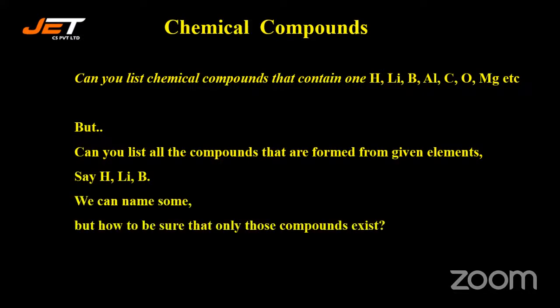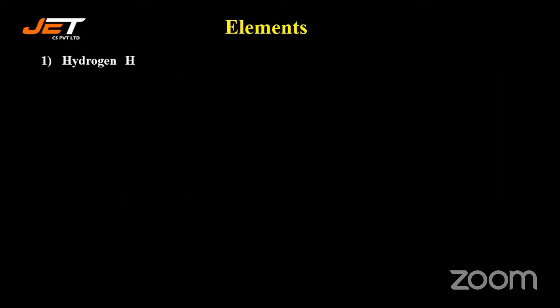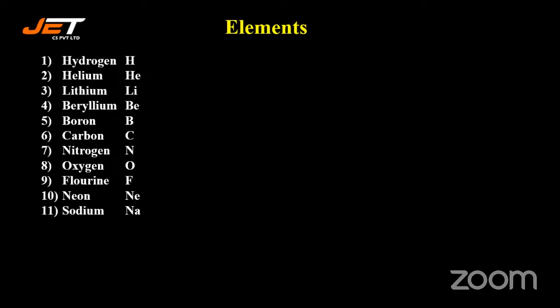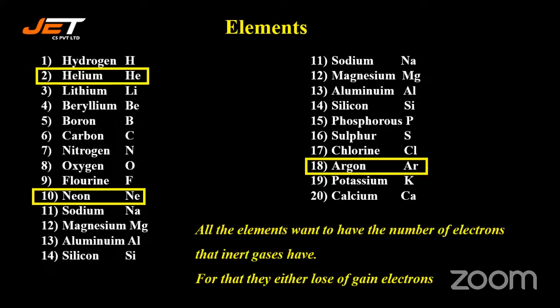But how to be sure that only those compounds exist? So let's find a technique to find all the compounds. Hydrogen, helium, lithium, beryllium, boron, carbon, nitrogen, oxygen, fluorine, neon, sodium. You have already studied the periodic table, you know helium is a noble gas with two electrons. Argon has how many? 18 electrons. So 2, 10, 18, 36.